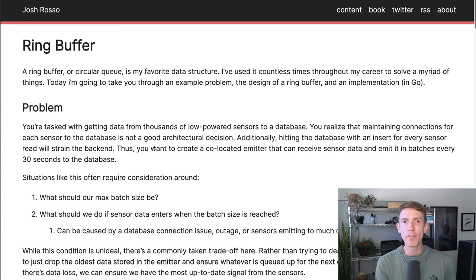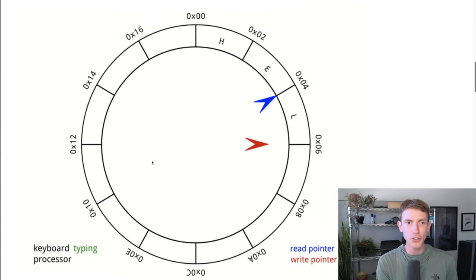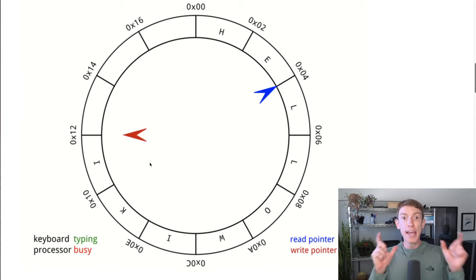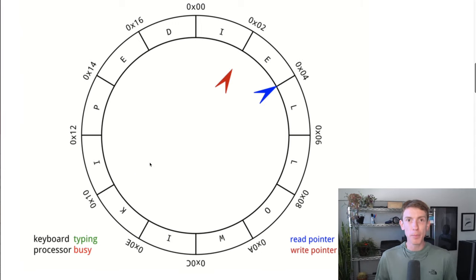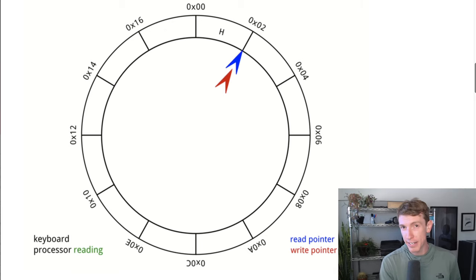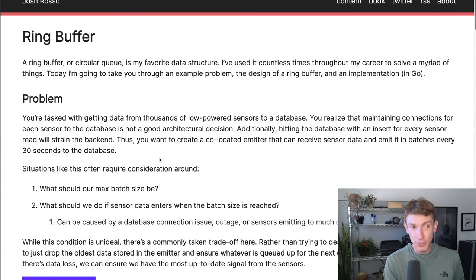The ring buffer is one of my favorite data structures. It's used all over the place, like in this Wikipedia diagram that shows a keyboard buffer where keys are being typed by the user, and then on some interval, it actually gets read by this red arrow and sent to a target device.